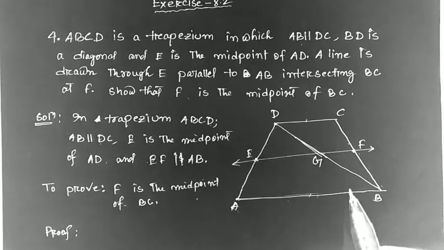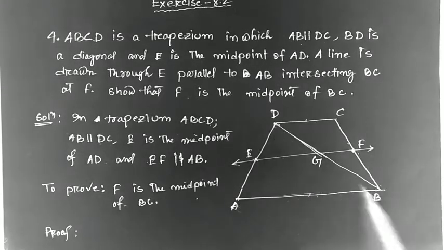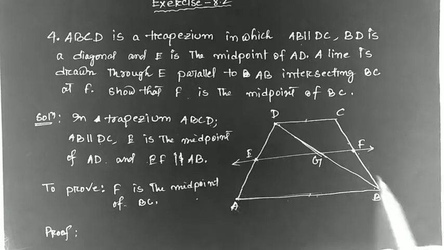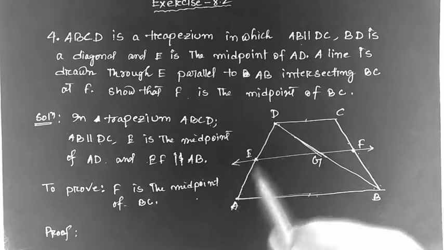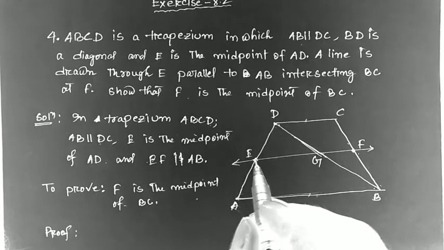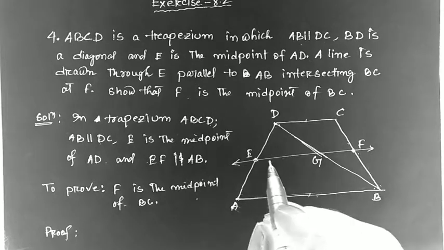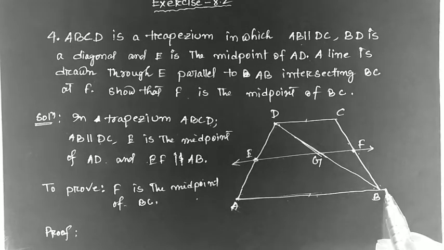In the proof section, first of all see, in triangle ADB, whatever you give the name, E is the midpoint and EF is parallel to AB. So EG will also be parallel to AB because parts of parallel lines are parallel. Yes or not?